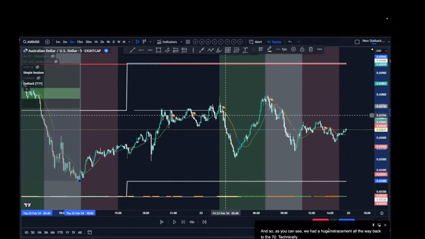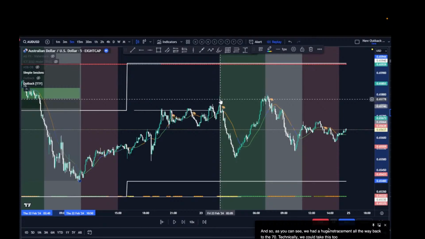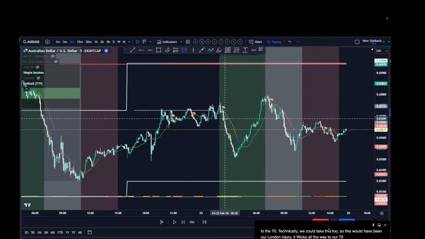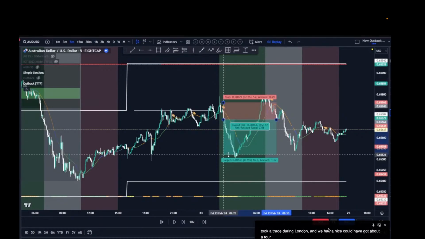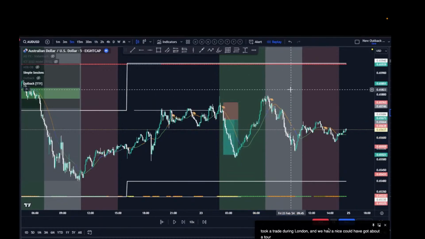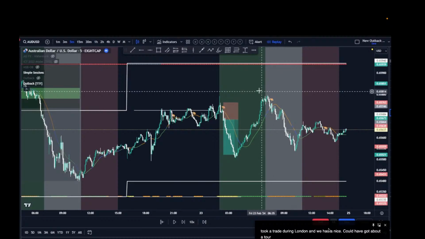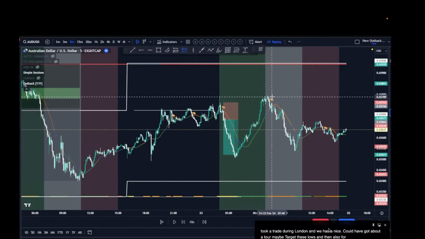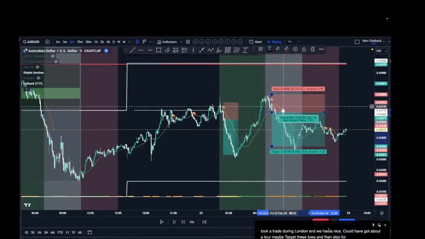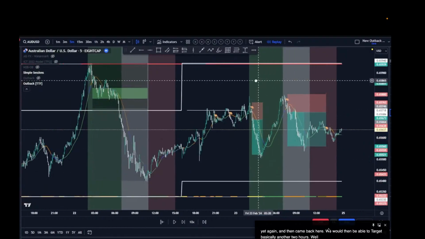Technically, we could take this too. So this would have been our London entry. It wicks all the way to our 70, and we could have taken a trade during London, and we could have got about a 2R, maybe target these lows. And then also for the people in New York, it came back, thankfully for us, to get another entry, popped the 70 yet again, and then came back here, we would then be able to target basically another 2R as well, which was nice.